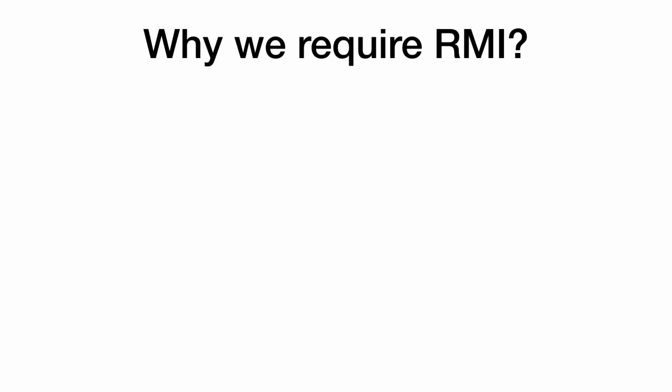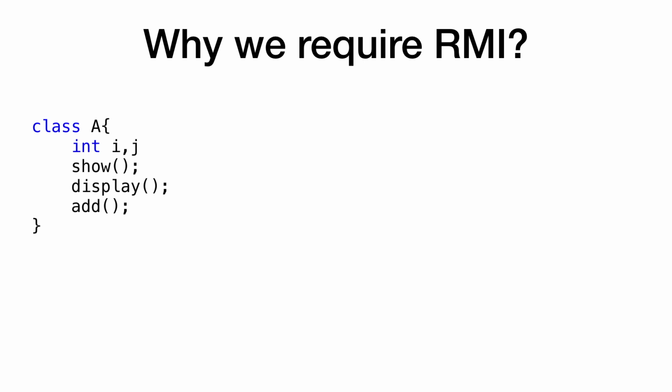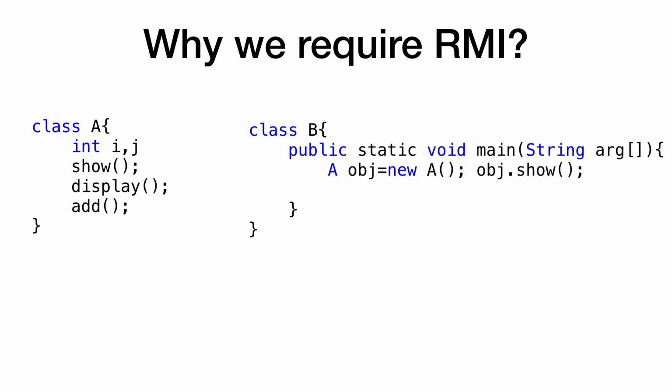So let's see why we require RMI. Let's say we have a class A and it has variables and functions. And we have a class B in which the object of class A is created within the main function of class B. Here, in the object creation, obj is the pointer to the object and the new A constructor is the object itself, and then by that object a method is called, which is the show method.